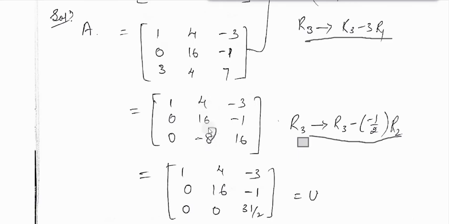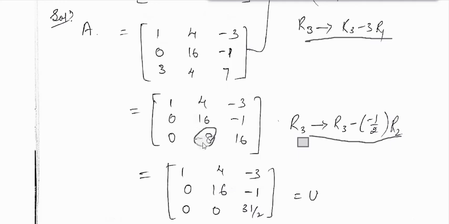So I can take only the second row, because here we have 0. So I can use only the second row to make this entry 0. So here, what set of transformation can I use? R3, I am changing R3. So R3 to R3 minus half, because this is 16 and this is minus 8.